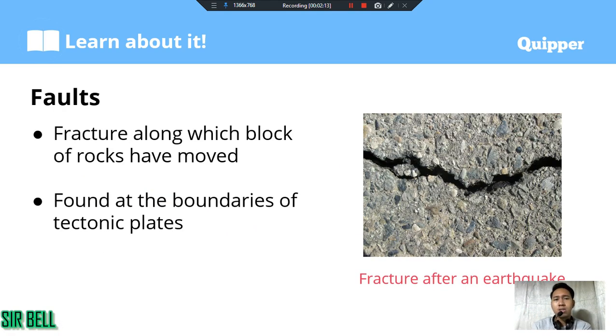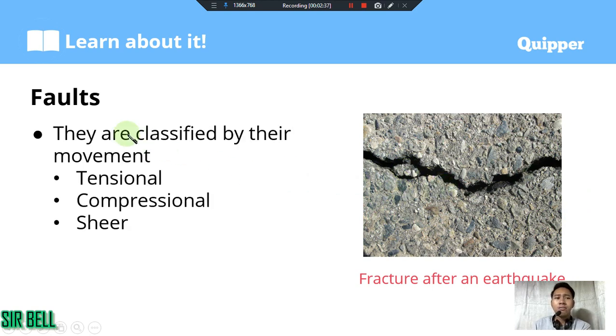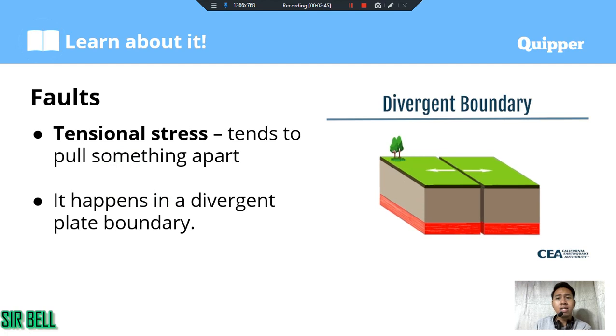All right. So now we are ready to talk about faults. But in the first place, what is a fault? Faults are fractures along which blocks of rocks have moved, found at the boundaries of tectonic plates. If you can see on the picture, this is an example of a fracture made by the impact of an earthquake. And the faults are classified by their movement. These are tensional, compressional, and shear. Let's start with tensional stress.